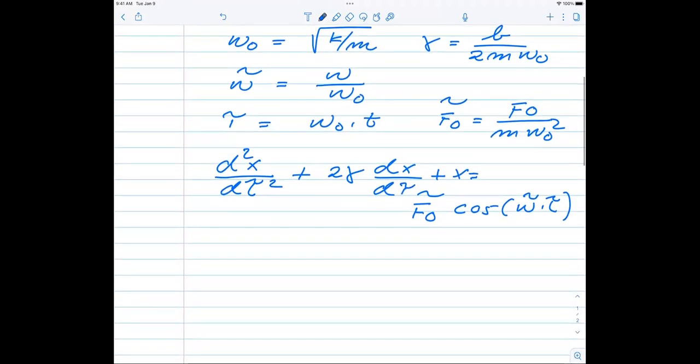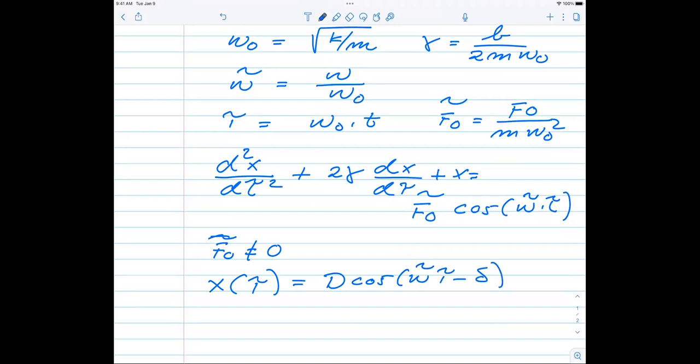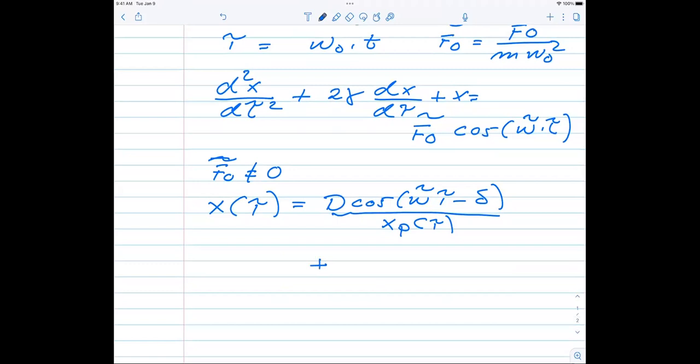And what we said before spring break is that for this solution here, when f0, f tilde, is different from 0, then we have a particular solution and a general solution. And the solution itself goes like x of tau, and that's given by some constant times cosine of omega tilde times tau minus another constant delta, which we're going to define now. So this is normally called the particular solution, xp of tau. And then we have the general solution when the force is equal to 0.